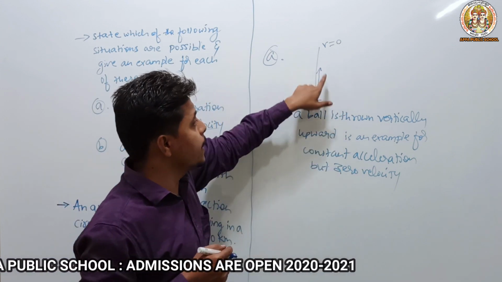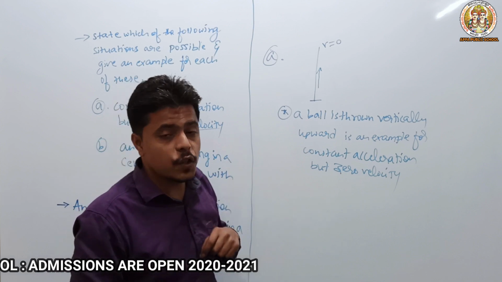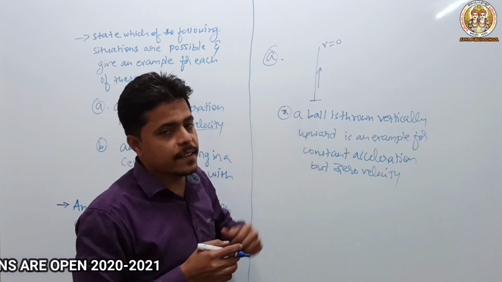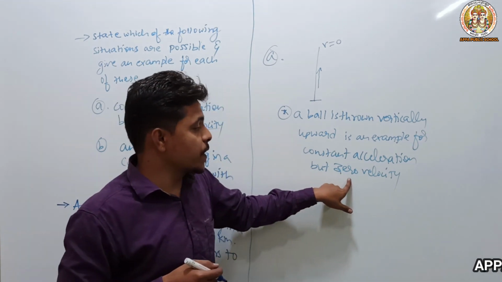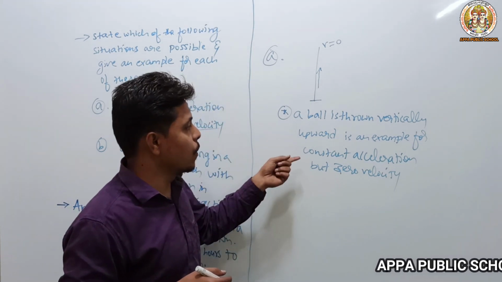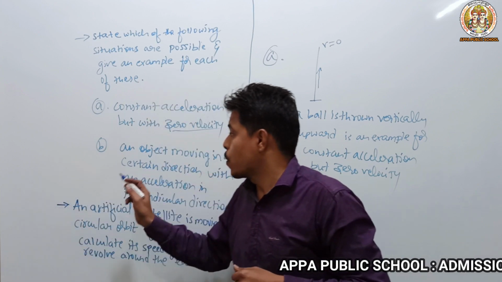Here a ball is thrown vertically upward. A constant acceleration is seen there, and after going some height, it is going to stop. So we got zero velocity there. This is the best example for question A.